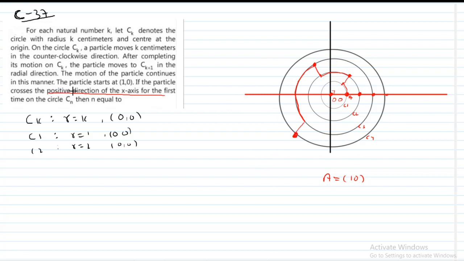The question is, if the particle crosses the positive direction of the x-axis for the first time on the circle Cn. Now the particle is on the fourth circle, so it has not crossed the positive x-axis. Maybe after the fifth circle here, after the sixth circle here, after the seventh circle here, after the eighth circle it may cross. Like that. We want to find the n value so that the particle crosses the x-axis for the first time. Still it is rotating, rotating so many times before it crosses the x-axis. At what circle it crosses the x-axis first, that we should find.